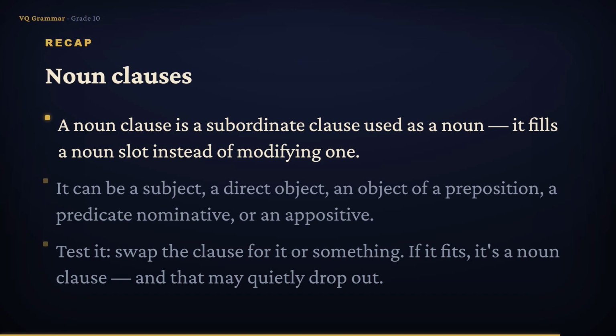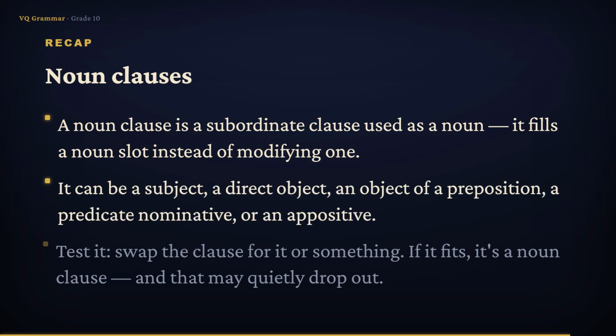Let's gather it all up. A noun clause is a subordinate clause used as a noun. It doesn't describe a noun the way an adjective clause does, and it doesn't describe a verb the way an adverb clause does. It fills a noun slot instead. It can be a subject, a direct object, an object of a preposition, a predicate nominative, or an appositive that renames the noun beside it. It opens with words like that, what, whatever, who, whoever, which, how, when, where, whether, and why.